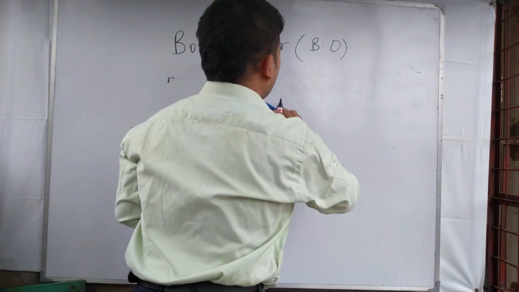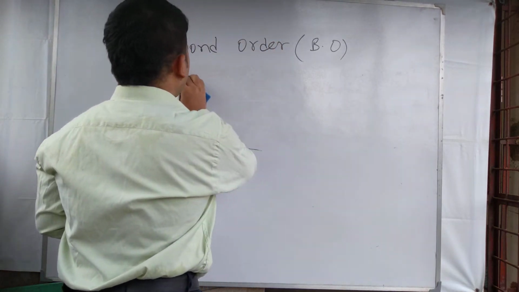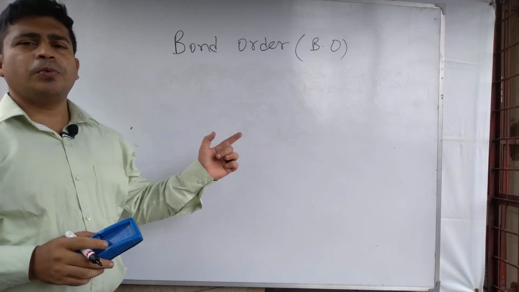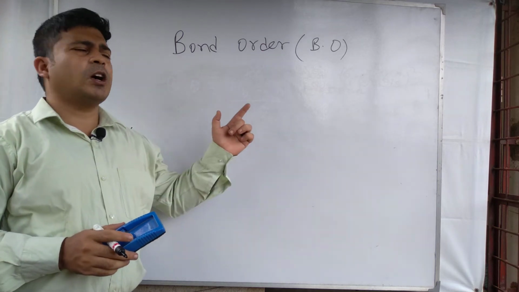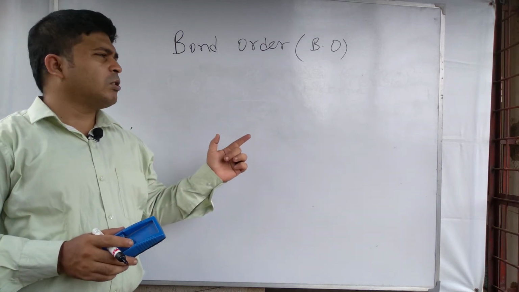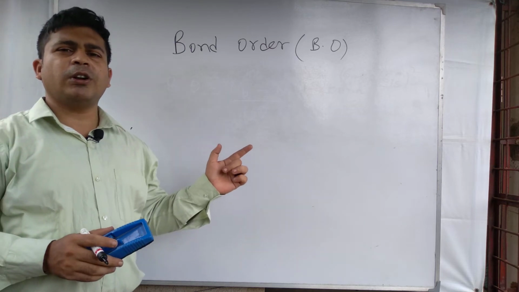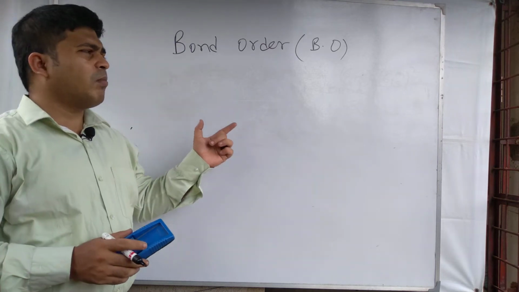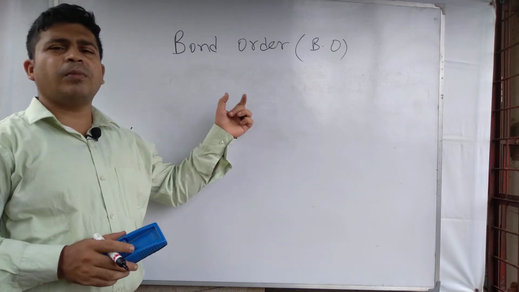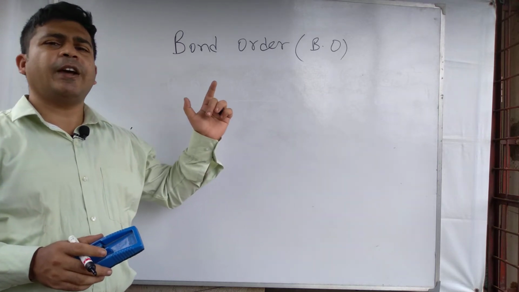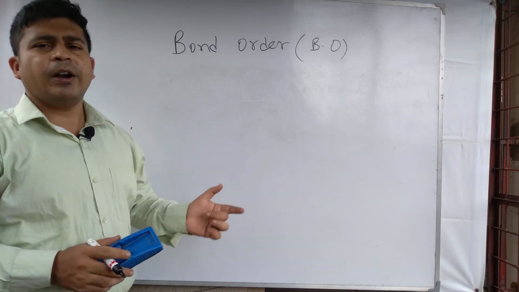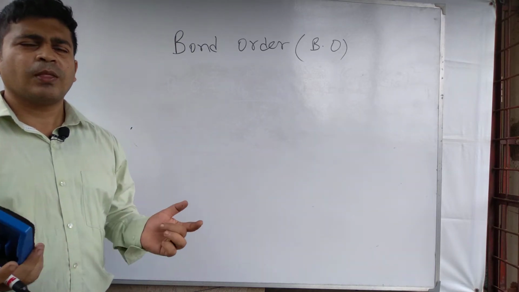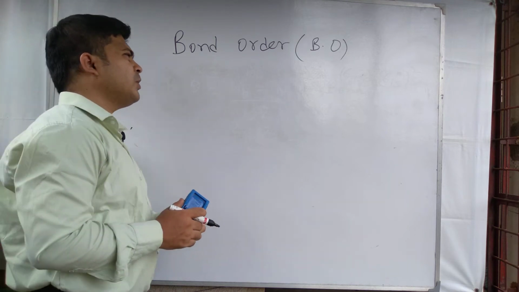Similarly, we can calculate the bond order of any molecule using the number of electrons present in the bonding atomic orbital minus the electrons present in the antibonding atomic orbital, divided by 2. Bond order calculation is performed in this way.